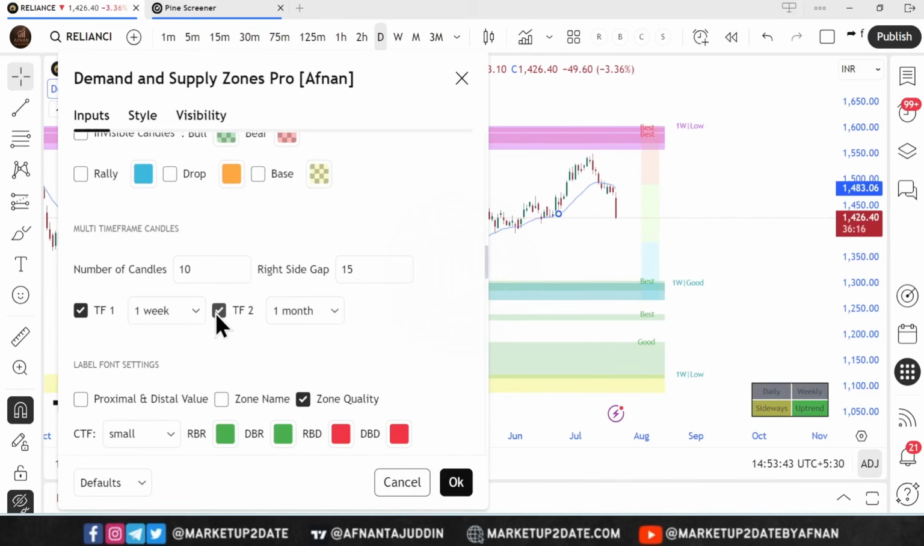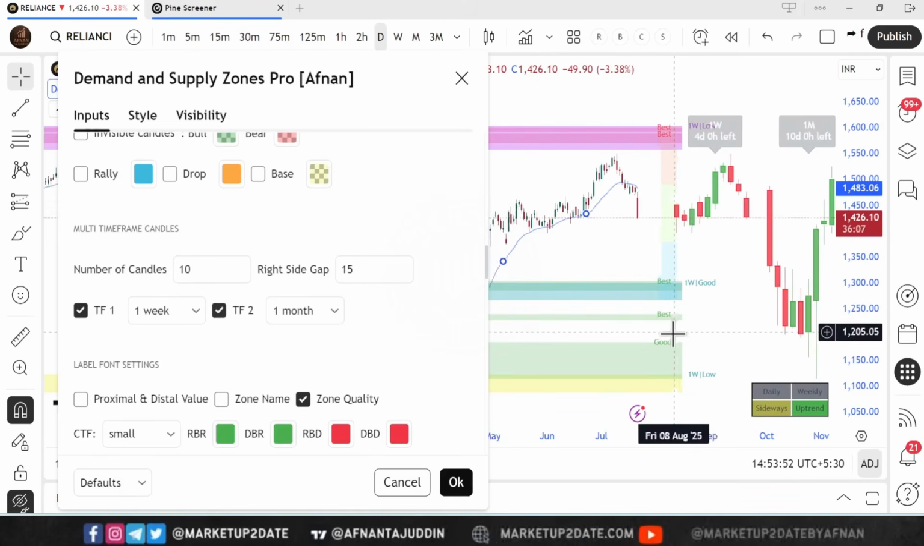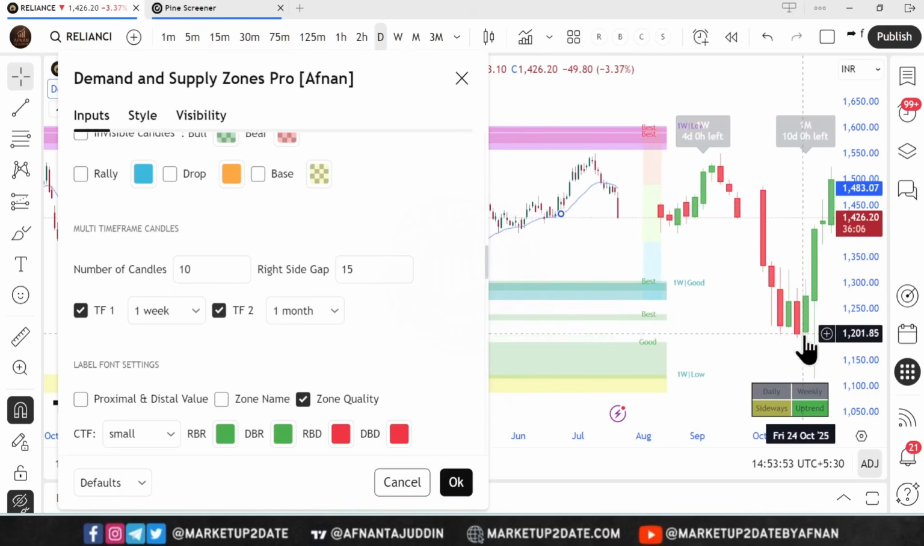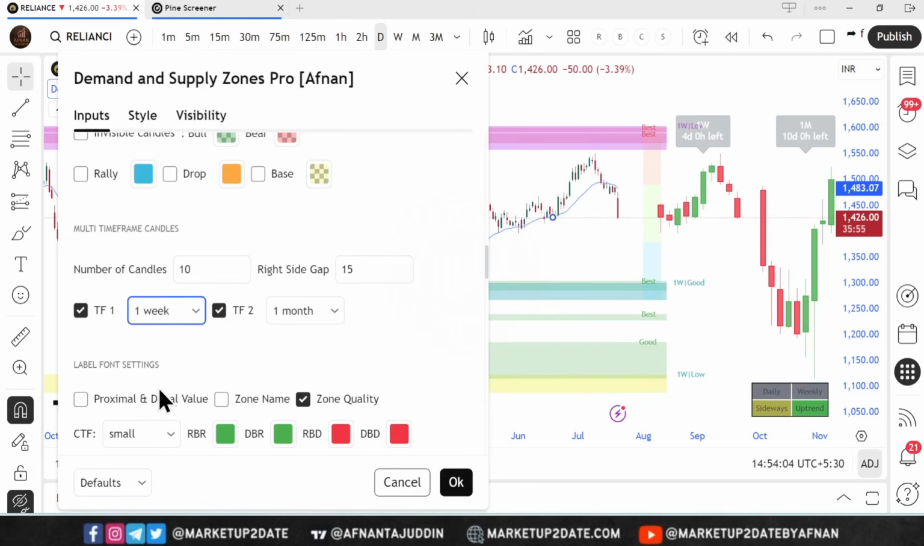It allows you to see the actual candles from a higher time frame displayed in the corner of your chart without ever having to switch time frames. You can enable up to 2 multi-time frame displays using Enable Timeframe 1 and Enable Timeframe 2. Let us use the time frame selector. We will enable Timeframe 1 and set it to the weekly time frame, and just like that, you can now see the last 10 weekly candles right here on our chart.